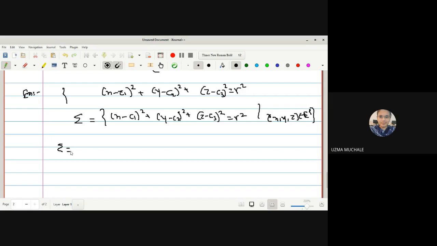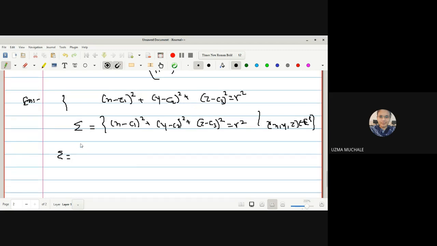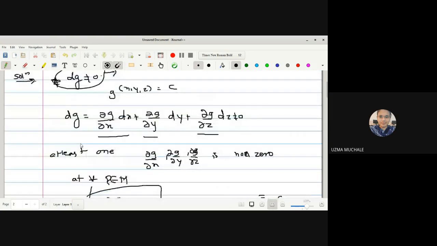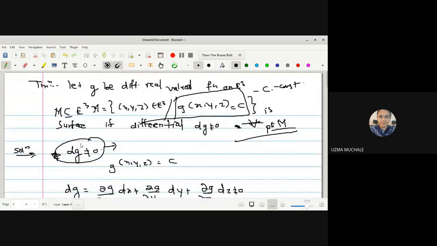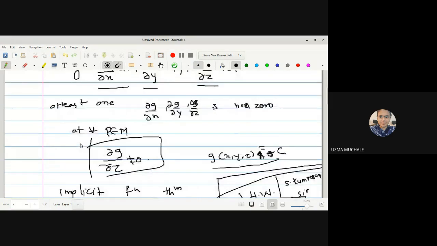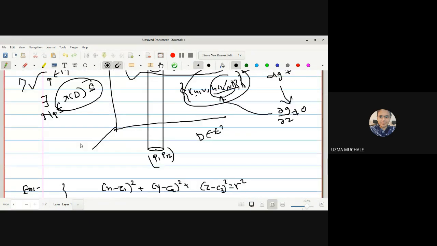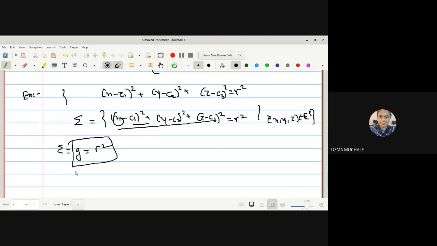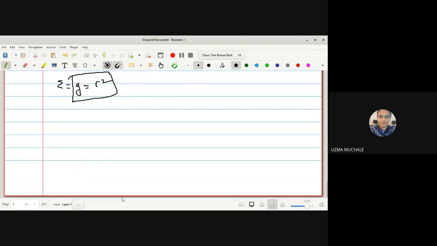Now I can define g. We need a function, right? Just like the theorem we have proved, g should be some function of x, y, z. M is a subset of E3 such that g of x, y, z is equal to some constant. So in that way, we have this surface as g equals r square. It is some function of x, y, z, where x, y, z are all involved, and I have written it as g is equal to r square.